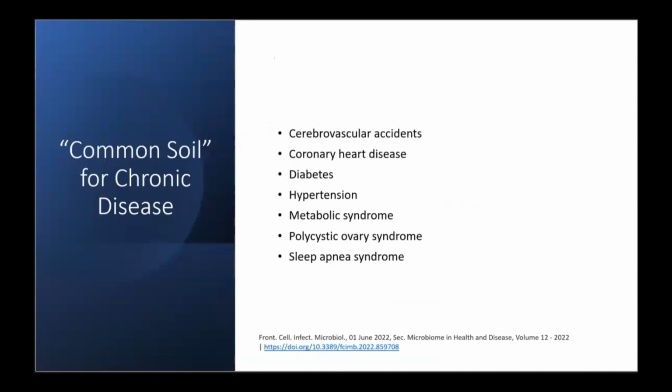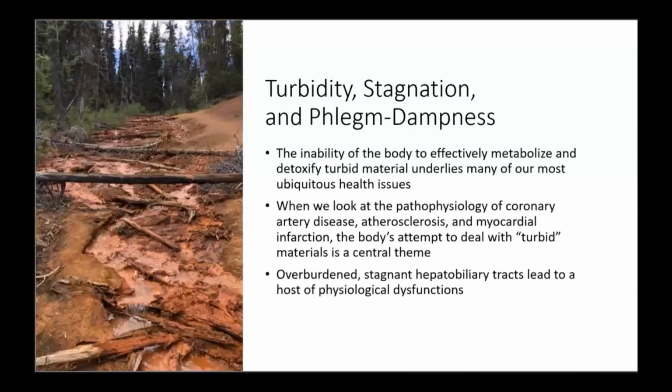What does that mean? Well, things that are really common that people die from. Cerebrovascular accidents, coronary heart disease, diabetes, hypertension, metabolic syndrome, polycystic ovarian syndrome, sleep apnea, mortality and morbidity associated chronic disease that has common soil, that has this damp heat, phlegm damp, dampness type of Chinese medicine picture. So looking at turbidity, stagnation, and phlegm dampness, you can see the stagnant flow, right? That's not really the river I want to go swim in. The body can't effectively metabolize and detoxify turbid materials. This is what underlies most of the ubiquitous health issues we're facing today.